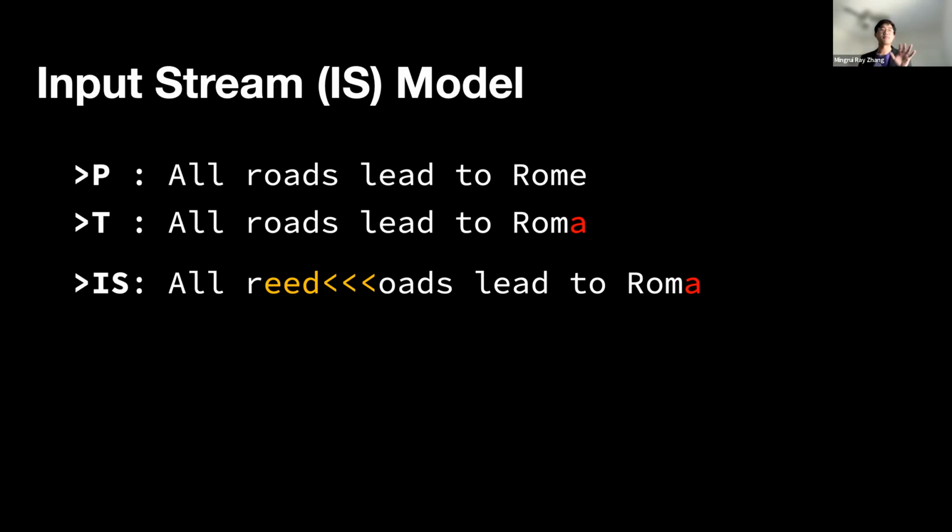So in this example, the presented string for the user to type is all roads lead to Rome, and the user actually transcribed all roads lead to Roma. And the input stream will represent that during the typing, the text EED was an error that gets corrected. And the character A at the end is an uncorrected error.